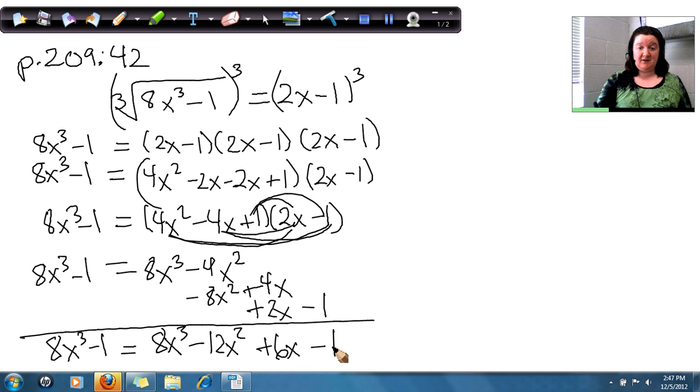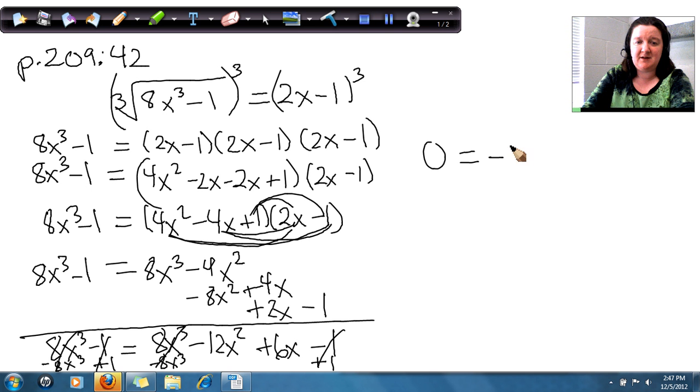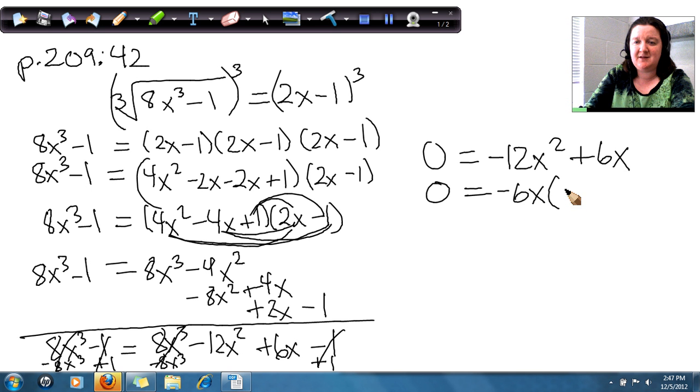So now let's see if we can get everything over to one side. I'm going to subtract 8x cubed from both sides. So that part's gone. I'm going to add that 1 over here. So that part gone and that part's gone. So now I have 0 equals negative 12x squared plus 6x. That's all that's left. So let's look at this. What's our greatest common factor? I can pull out a negative 6x. So that would give me 2x plus 1.